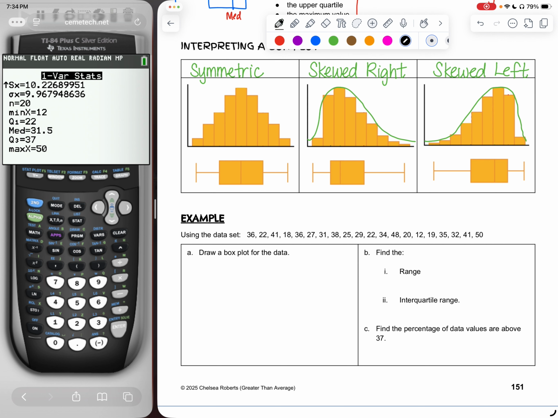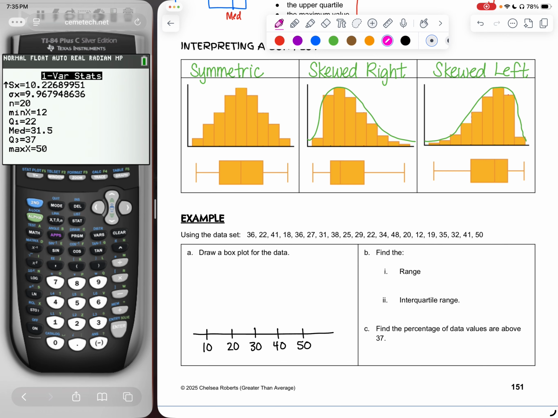So what I'm going to do here is draw a number line and label it by tens. So I'm going to label it 10, 20, 30, 40, 50. I'm going to try to space them out evenly.